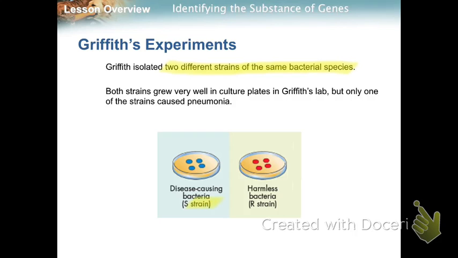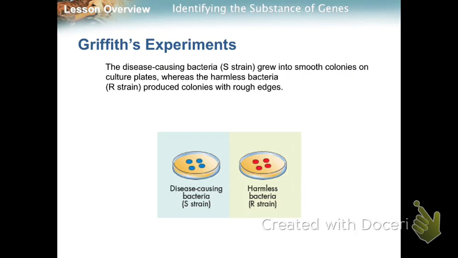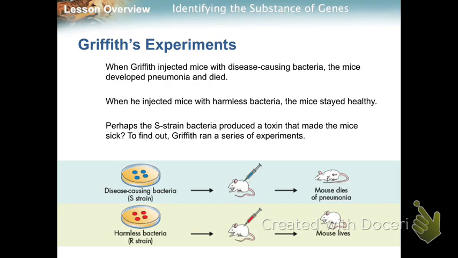The S strain would make people sick, cause pneumonia. The R strain, people would stay regular. Now, S didn't stand for sick, it actually stood for smooth colonies. The harmless bacteria, the R strain, produced colonies with rough edges. So S and R stood for smooth and rough. I just use sick to help you remember which one's which. The S strain caused pneumonia, made people sick.